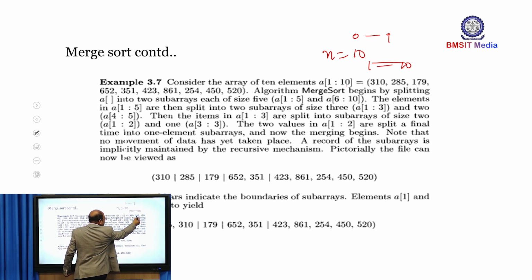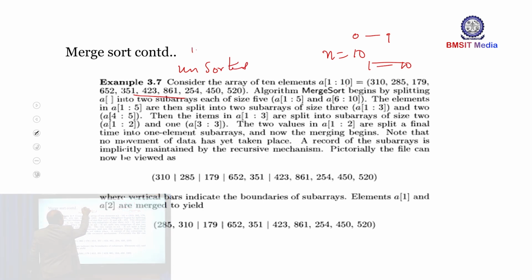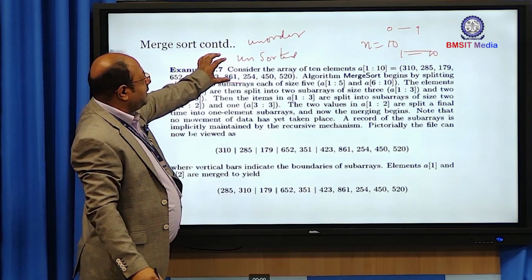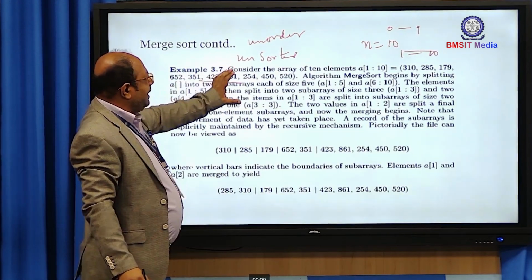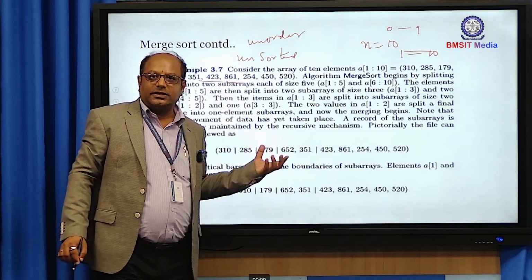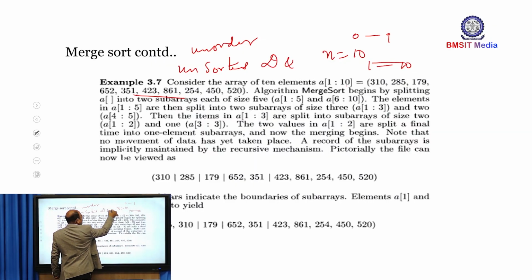The elements are 310, 285, etc. until 520. The elements are not in order; they are unsorted or unordered. In that context, we would like to sort these elements using merge sort. How does merge sort work? Merge sort works on the principle of divide and conquer.